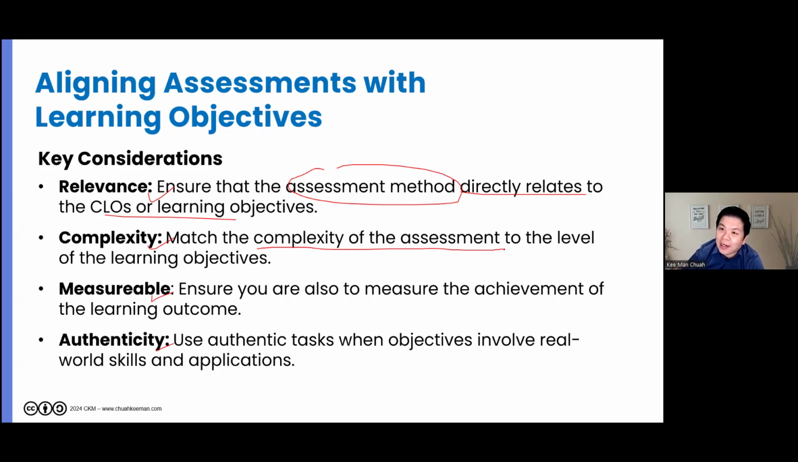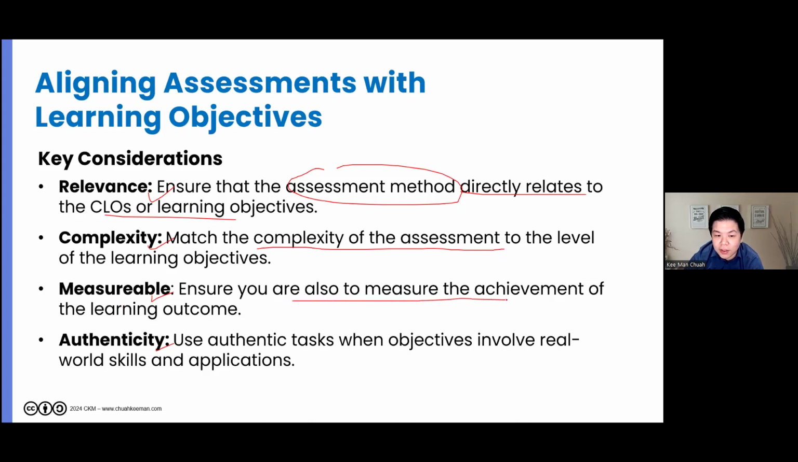You don't want it to be like last cohort, you ask them to do that, everyone is producing something, and then suddenly this semester you say, oh, I don't need you to produce anything, you just submit a one-page essay. That somehow is a bit off. So the complexity has to be taken into account as well, right?